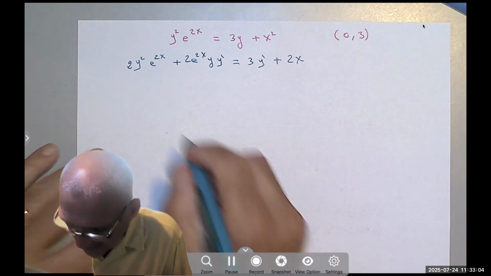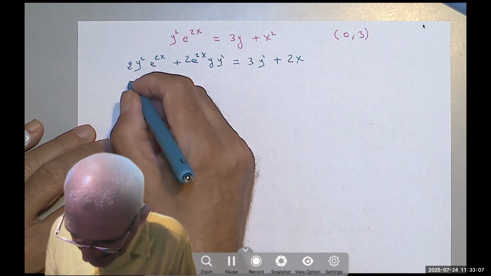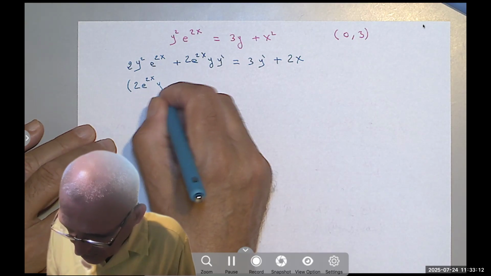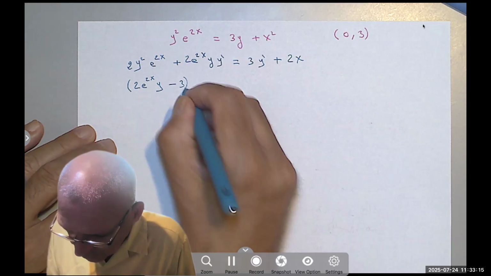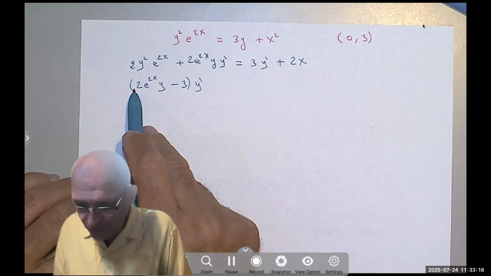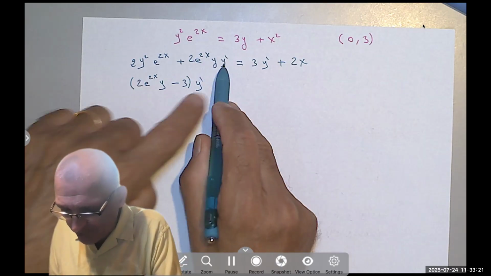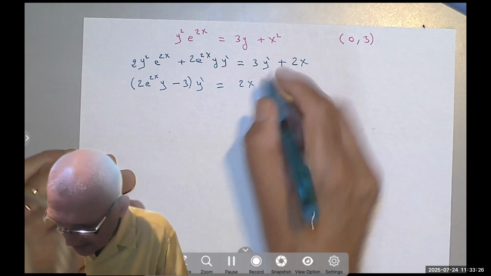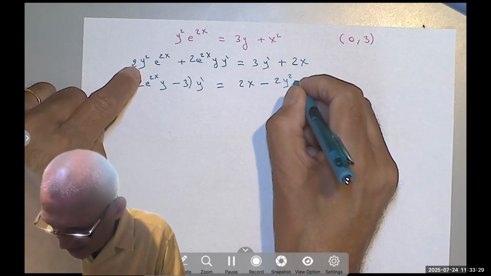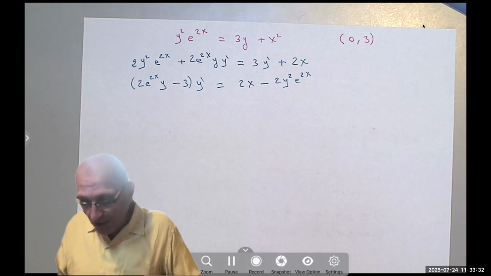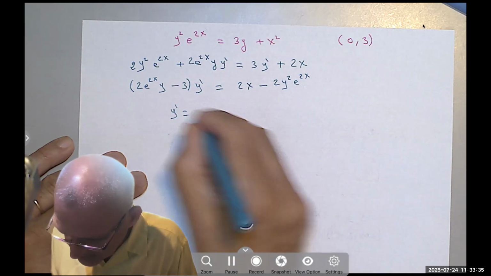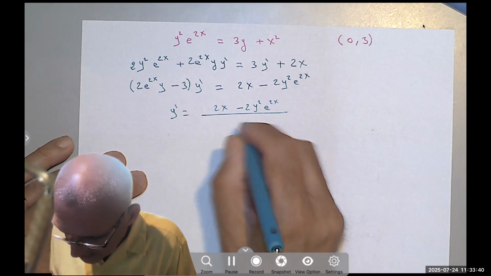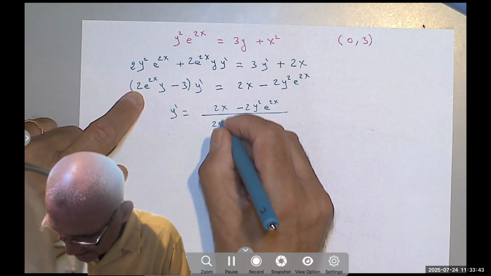So like what we did last time, I'm going to move this to the left, just to save time. I'm going to say 2e to the 2x y y prime minus 3y prime equals 2x minus 2y squared e to the 2x. So y prime equals the right-hand side over this multiplier.